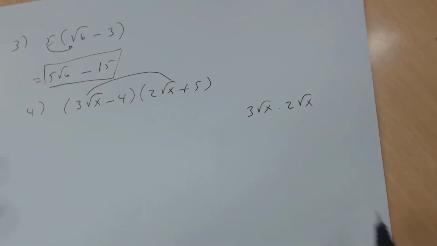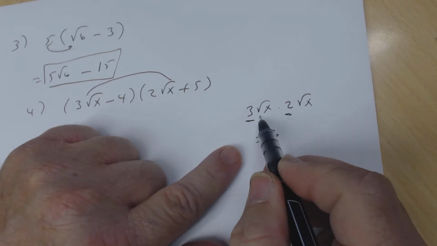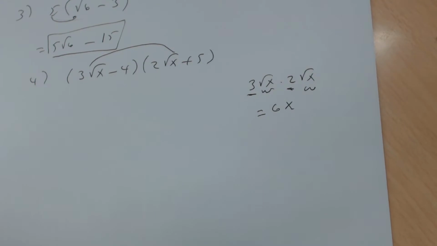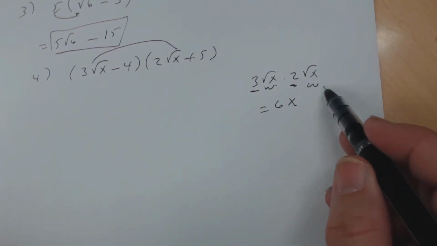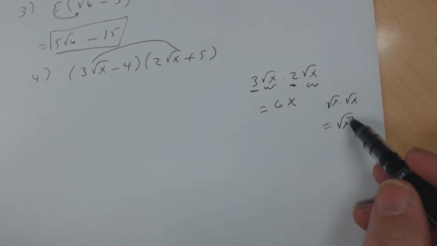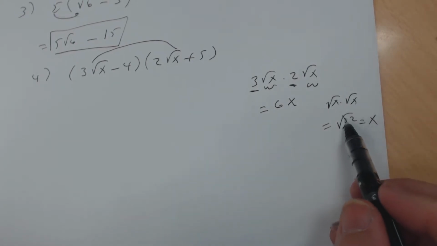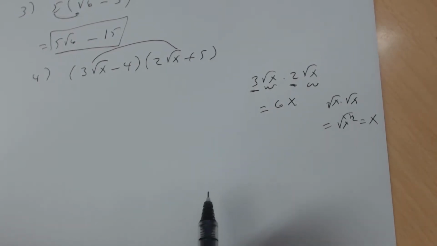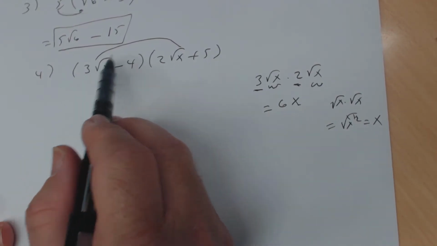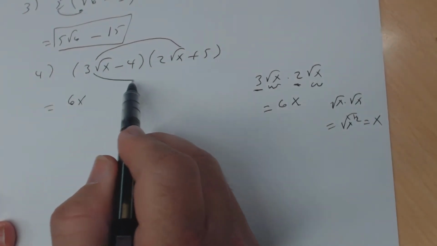Okay? So 3 times 2 is 6. The square root of x and the square root of x is just x. Now, if you didn't see it like what we just talked about, then you're going to say the square root of x and the square root of x is the square root of x squared, and the square root of x squared is just x. Okay, so the square root and the square root undo each other. You're just left with x. All right, but keep all that in mind that we just talked about. So the first is going to end up being 6x. All right, now the outer.